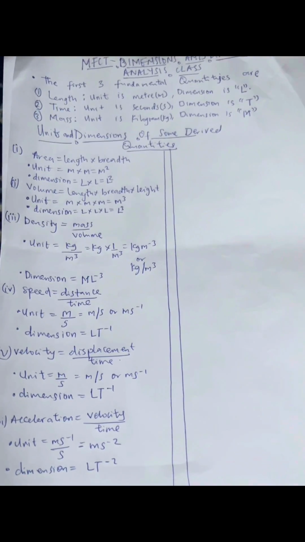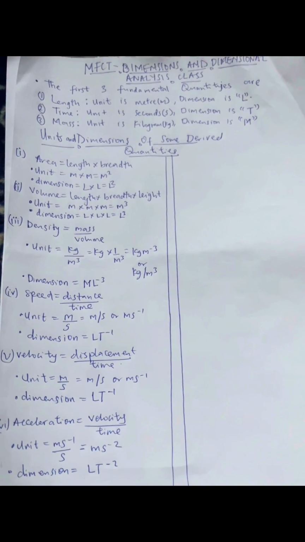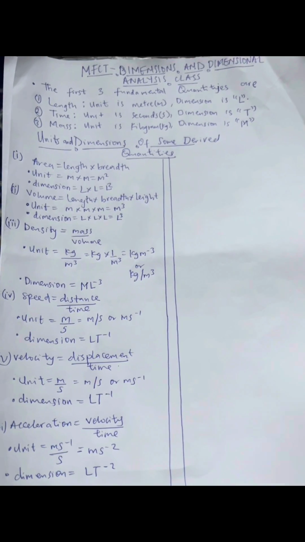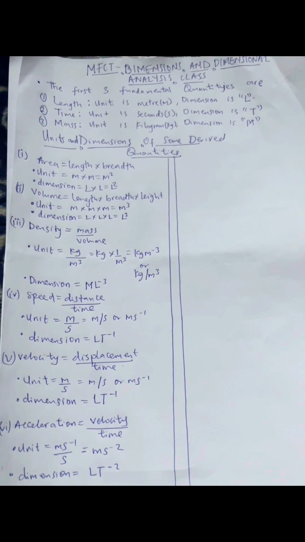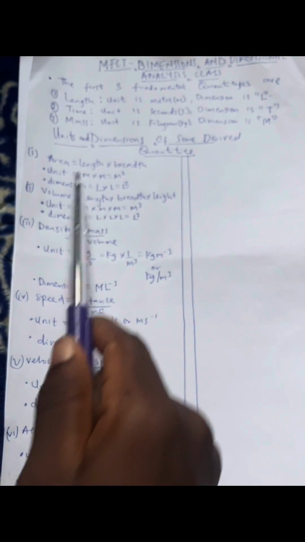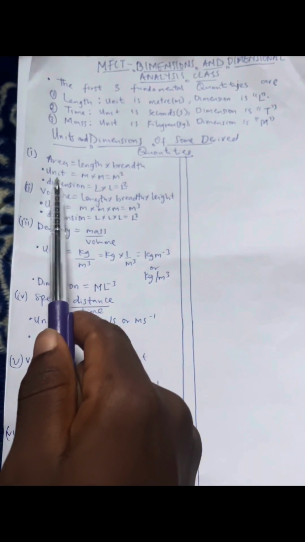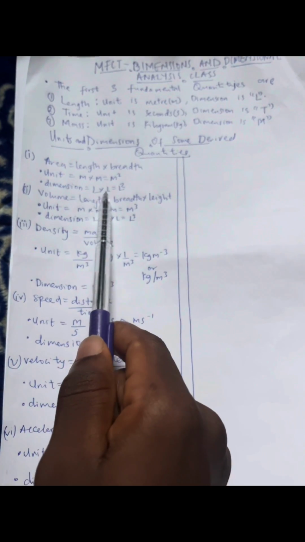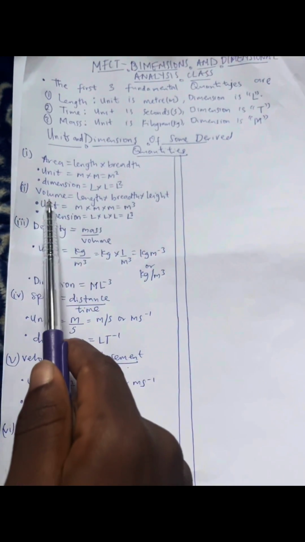The dimension for length is L. Whenever a particular quantity has the same unit as another quantity, it will also have the same dimension as the other quantity. Therefore, the dimension for breadth will be the same as the dimension for length, which is L. So the dimension for area will be L times L, and that's L squared. We also have the volume.